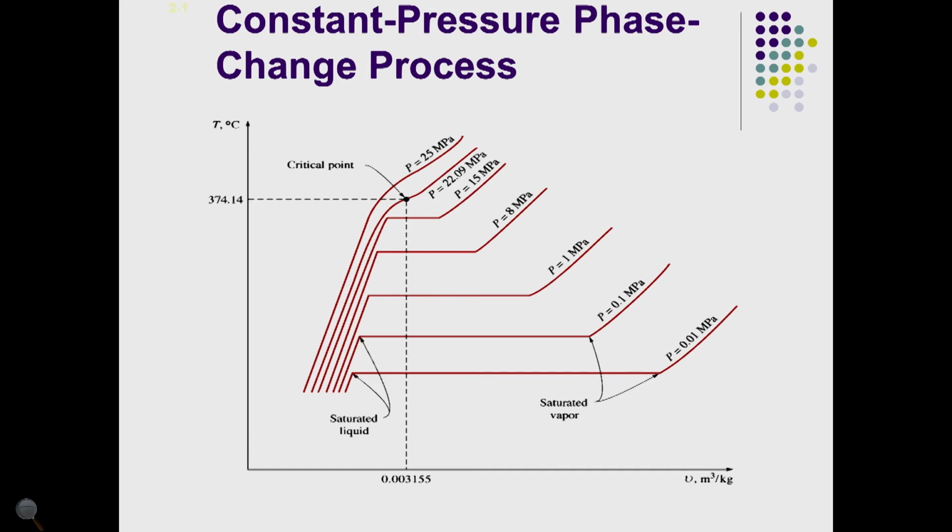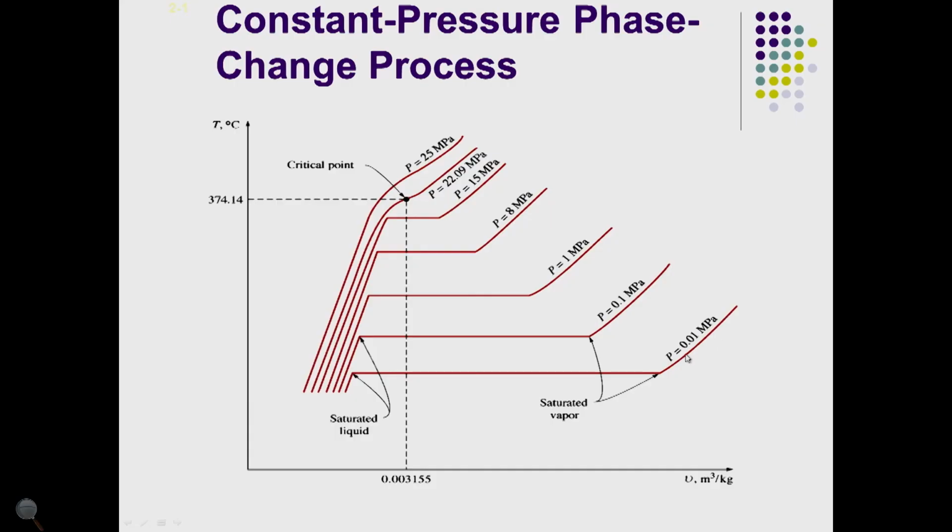Now this diagram that you have is between temperature and volume, but at different pressure lines. These are called isobars. Isobar means a particular thermodynamic process at a particular pressure. First we look at a pressure of 0.01 megapascals, and we observe the phase changes between temperature and volume of a substance, and this is a pure substance.